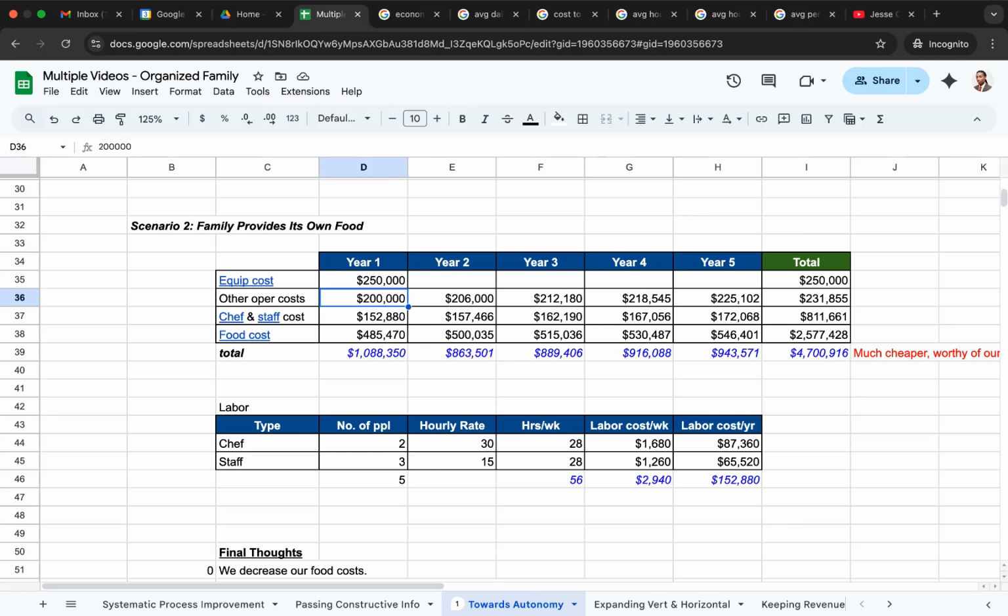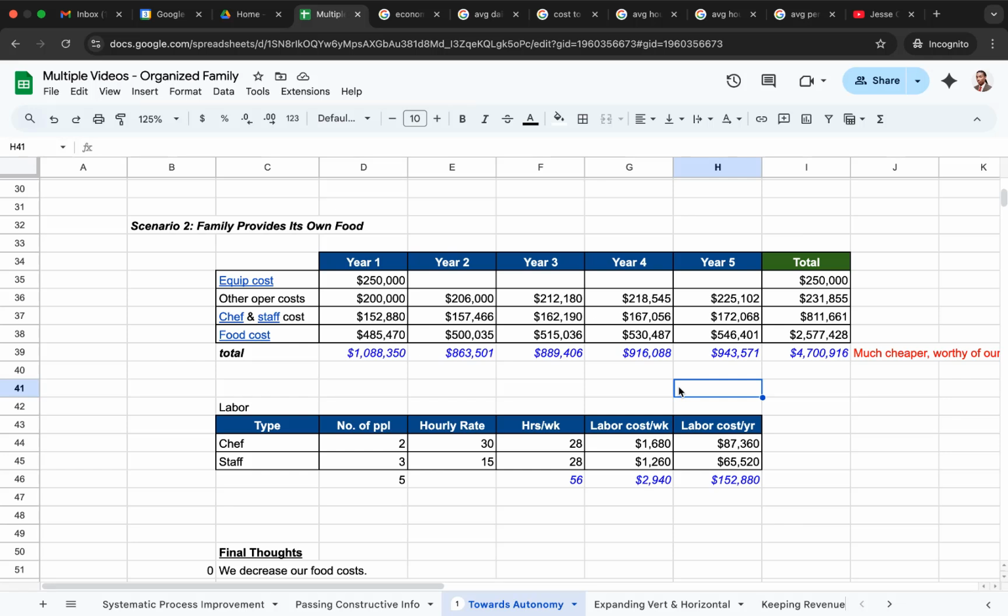So operating costs, I used the 3% inflation rate. So every year, these operating costs will go up 3%. Every year, all of these other costs will rise 3%. So that's why you see year one for operating costs is 200,000, and then by the time we make it to year 5, we're paying 225,000. Same thing with the staff cost. Started off at 152, year 5 172. Food costs started off at 485, year 5 we're at 546.